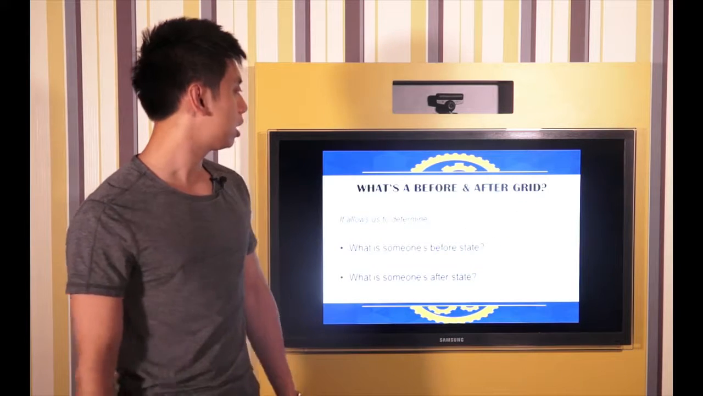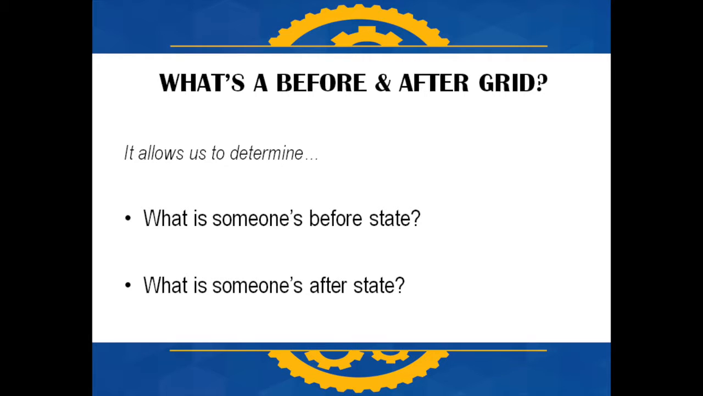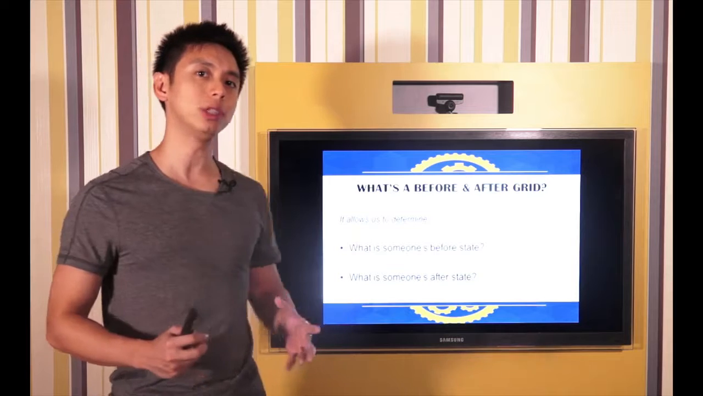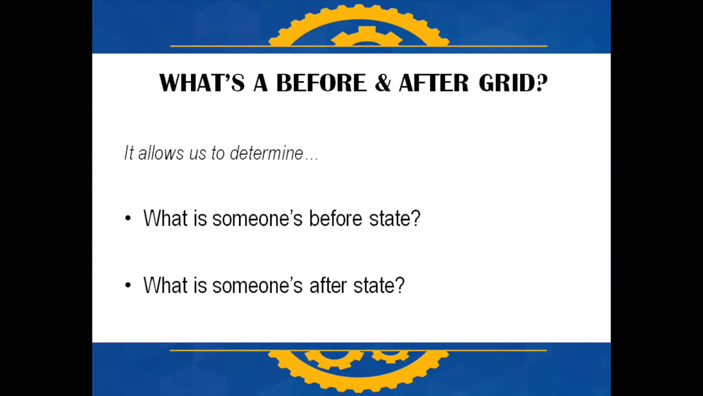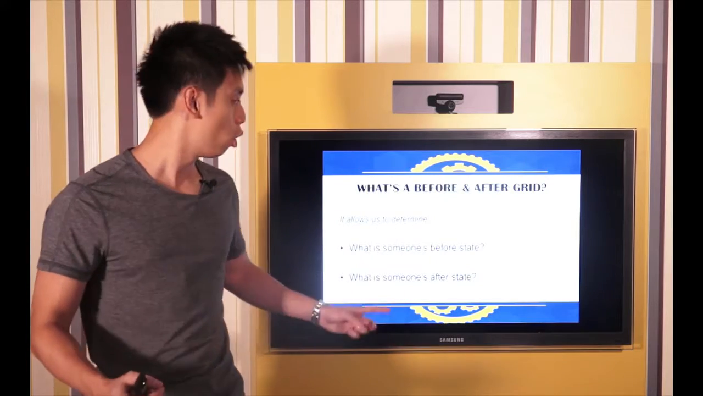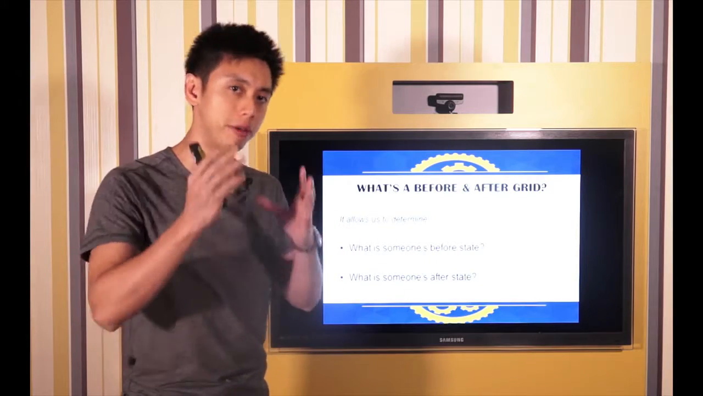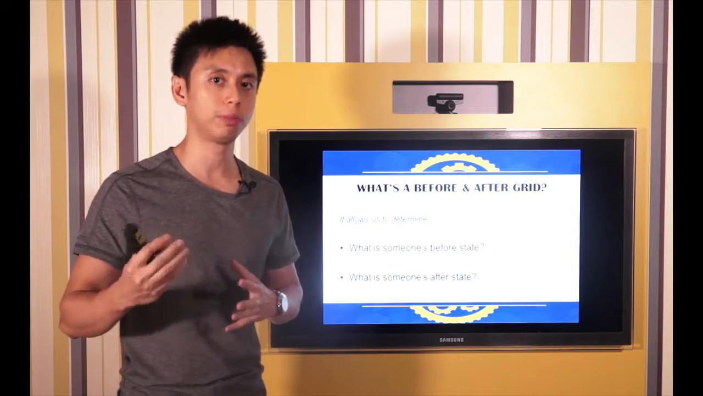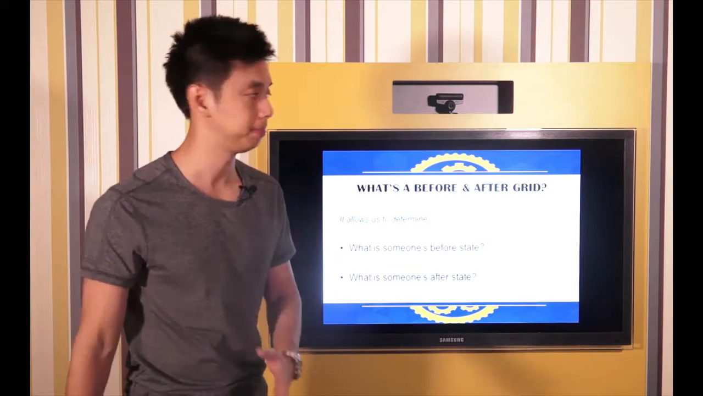So one of the things I'd like you to think about with this before and after grid is this. Number one, it allows you to determine what is someone's before state. Are they sad? Are they depressed? Are they non-productive? Are they not generating as much income as they would like to? And what is that someone's after state? Are they now more confident? Are they more happy? Are they more productive? What is that before and after? Because if you're able to distinguish this, you'll be able to identify what your product does to actually serve them.